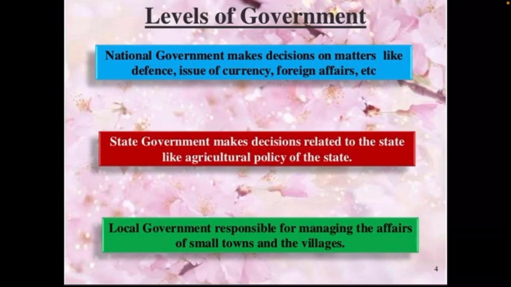The topmost level, that is the national government, makes the decisions on matters like defense, issues of currency, foreign affairs, etc. The state government has the power to make decisions related to the state, like the agricultural policy of the state. Then the local government is responsible for managing the affairs of small towns and the villages.